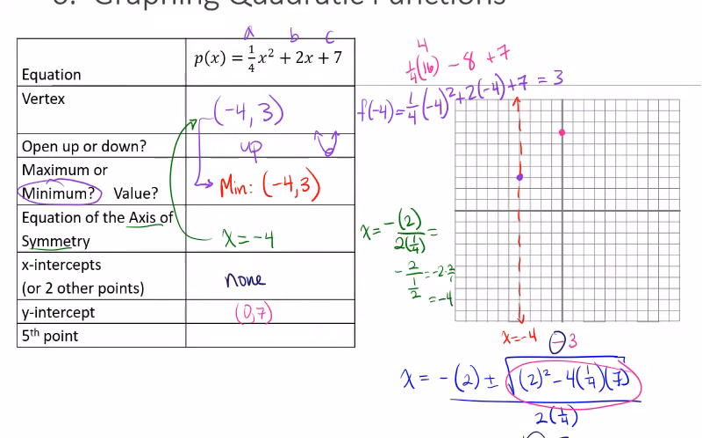So let's see, we have 4 units that side, so we're going to go 4 units this side. 1, 2, 3, 4, yep. Okay, so the coordinates of that point are (-8, 7), right?